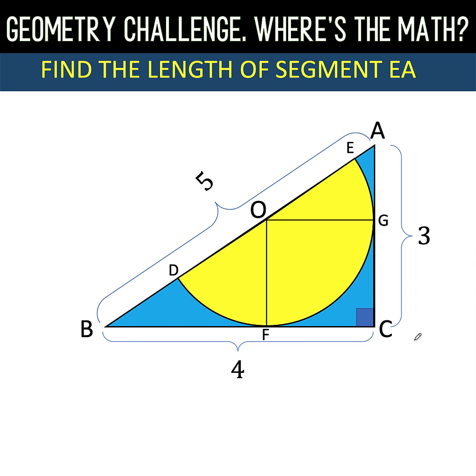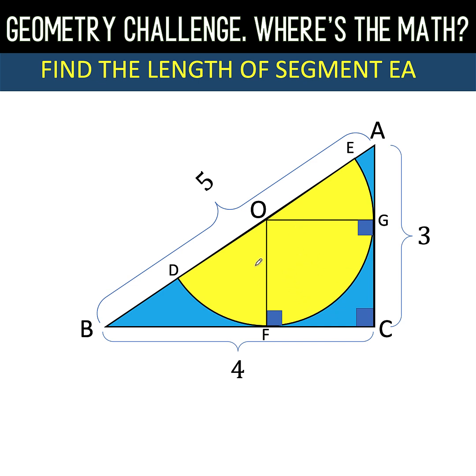Since BC is a tangent line to the semicircle and OF is a radius, there's a property that says that the radius is perpendicular to the tangent line at the point of tangency, and so we have here a right angle. Similarly, OG is a radius and AC is a tangent line, therefore angle OGC is also a right angle. So we have here a square.